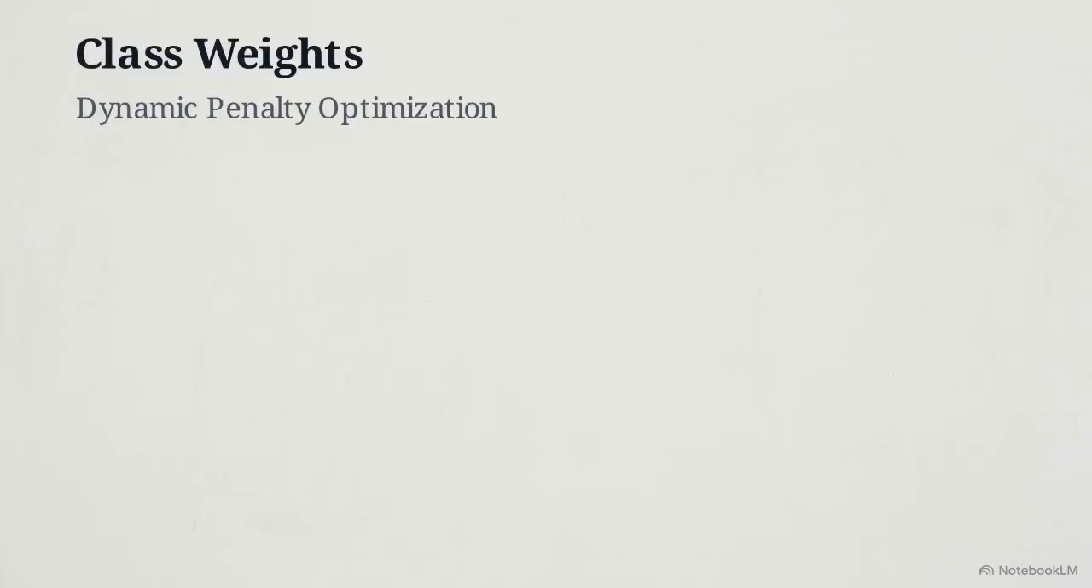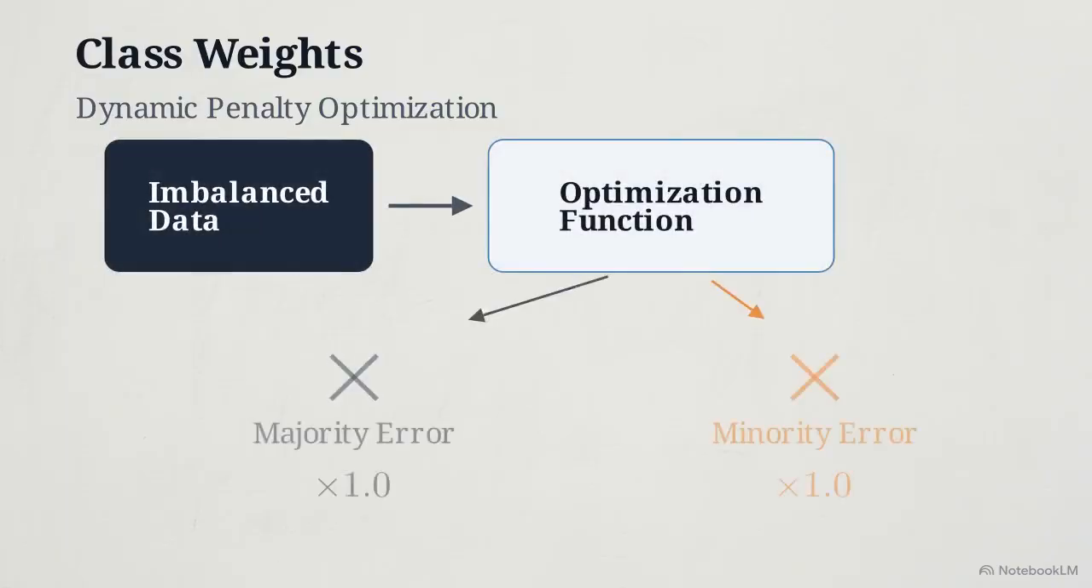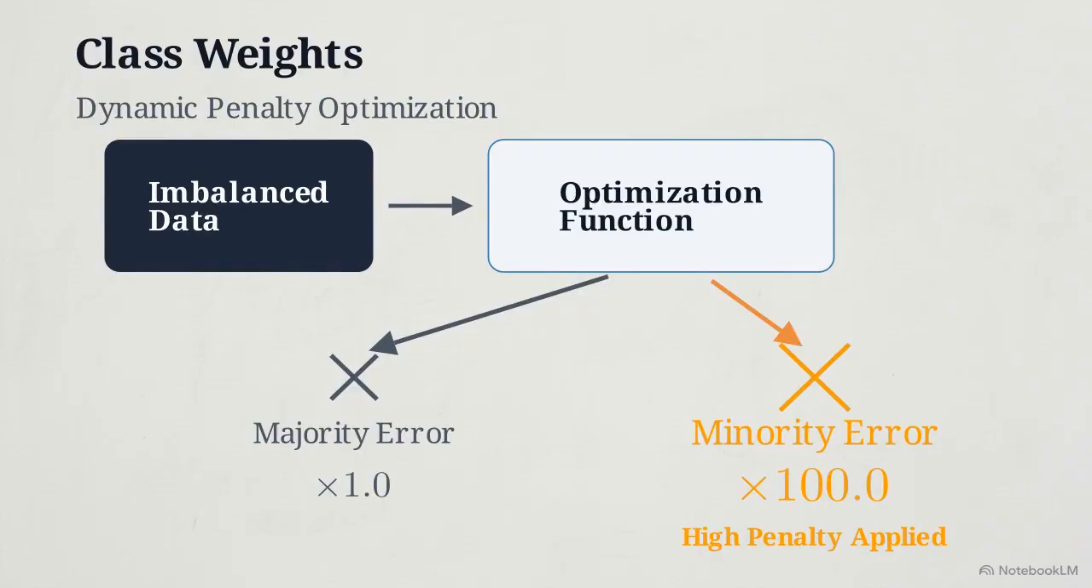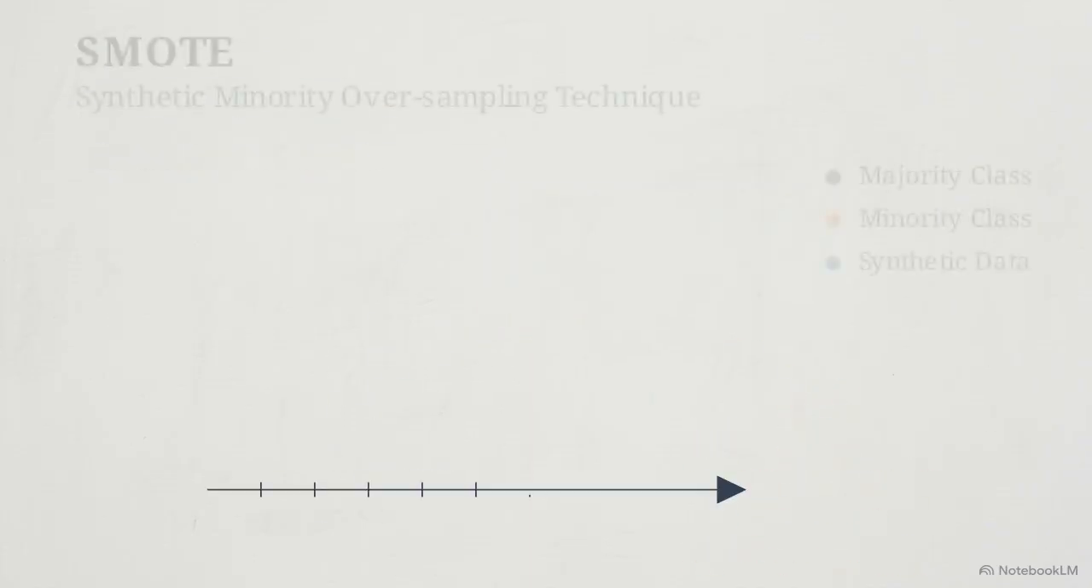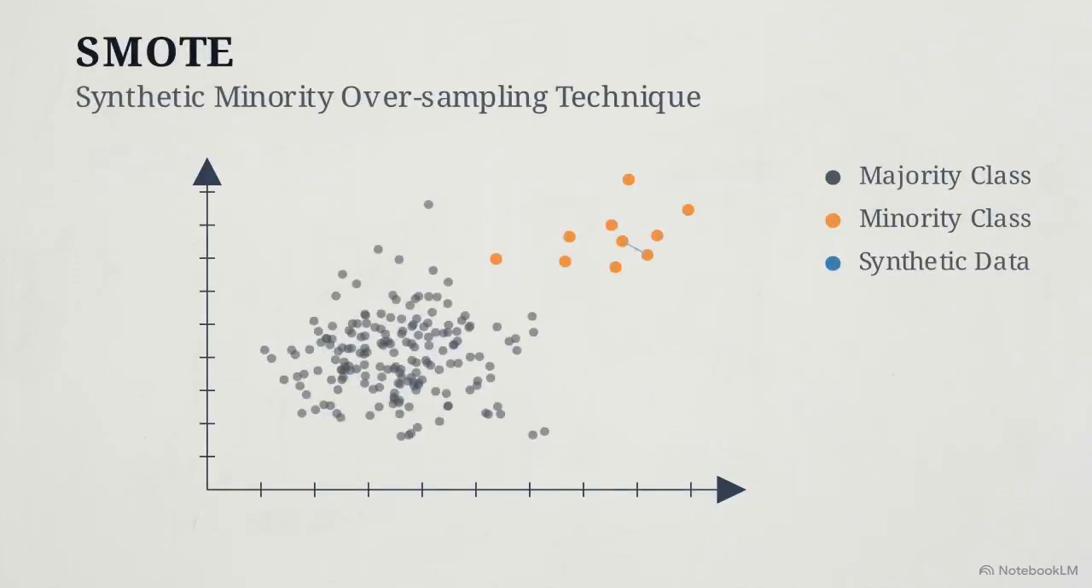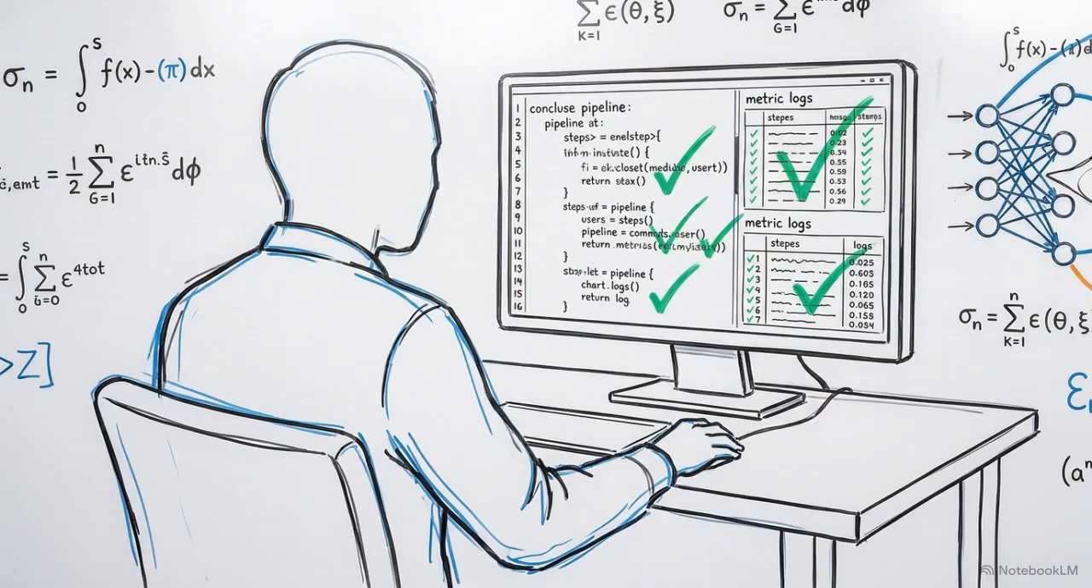One solution is to apply class weights, increasing the penalty for misclassifying minority examples during optimization. Alternatively, SMOTE creates synthetic minority examples by interpolating between existing data points, balancing the feature space without duplicating observations. Successfully managing these production realities, leakage and statistical skew, is a core requirement for machine learning engineering.